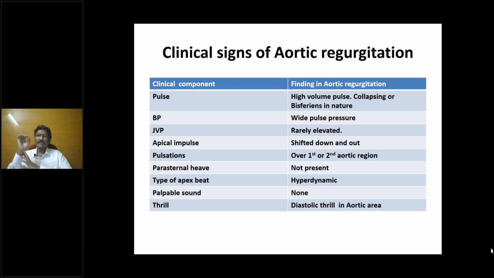See, any high output states, forget about aortic regurgitation. It can be anemia, it can be hyperthyroidism, it can be pregnancy, any high output state. The first thing which occurs is increase in the stroke volume. Do you agree? So first thing in high output state is the heart starts to pump more amount of blood. It tries to increase the stroke volume or the net cardiac output. That's what it will try.